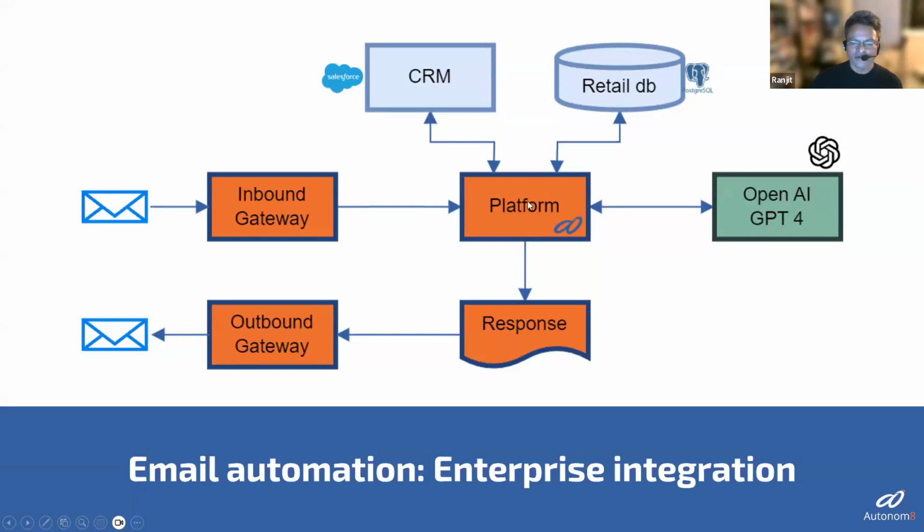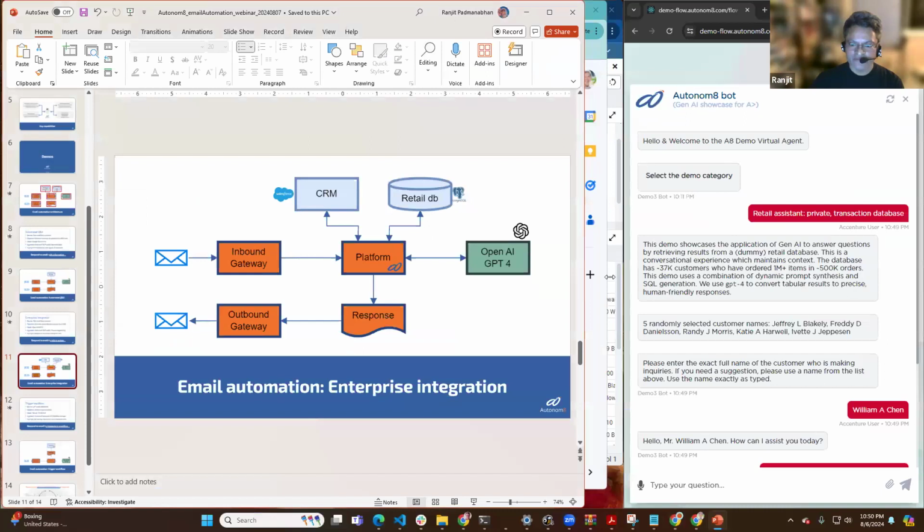There's an inbound gateway where it goes to our platform. We connect to a CRM. We then use the CRM data to go to a retail database. In this case, we're using the OpenAI GPT-4 model because that seemed more suitable for getting these kinds of transactional data, and we send a response back to the customer.